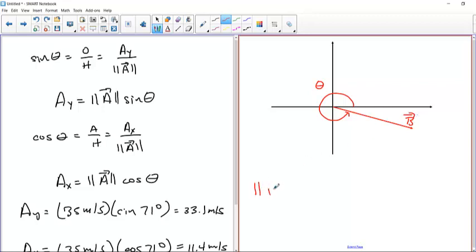So the magnitude of vector B, we'll make it, what was the last one we did? 35. So let's do something different. Okay. So let's say it's 52 meters per second. And theta is going to be 348 degrees.